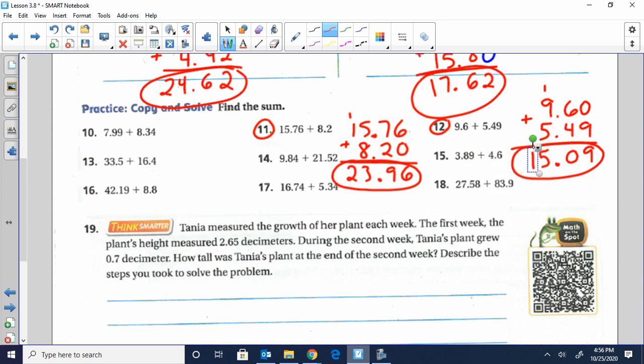A big thing would be, I would check it with a calculator or ask your parents to check it to make sure that you are lining your decimal points up correctly and doing the correct addition.